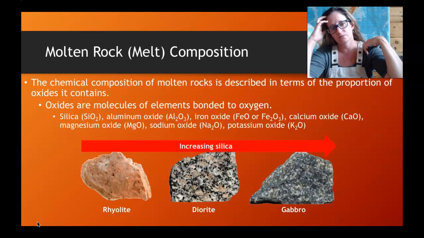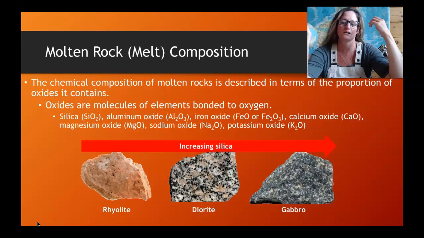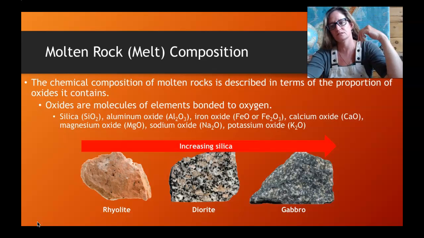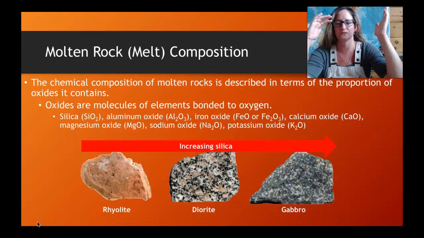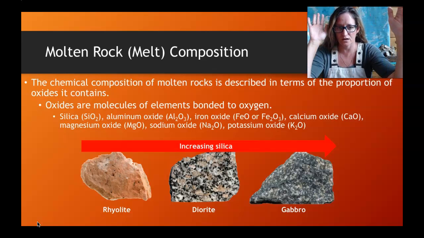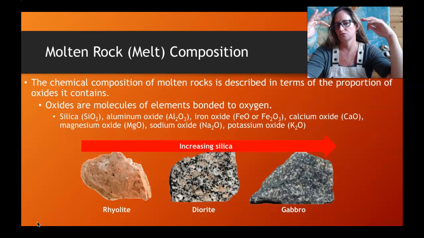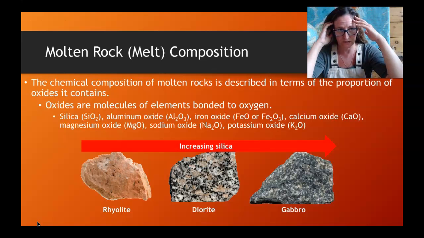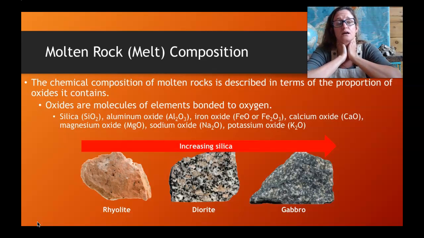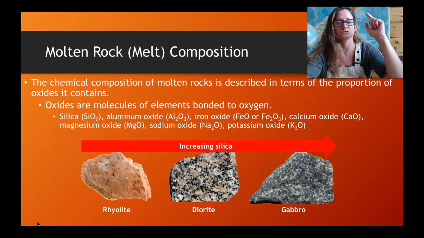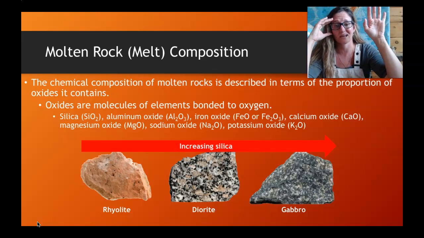We look at the chemistry mostly in terms of these oxides. So there's a list here. Silica, SiO2, aluminum oxide, iron oxide, calcium oxide, magnesium oxide, sodium oxide, potassium oxide. So the proportions of those oxides in the magma matters. The one we focus on is the silica, the SiO2. So classifying igneous rocks is really based on how much silica is in the magma that forms the rock, and then is it intrusive or extrusive, because that's going to determine the size of the crystals.